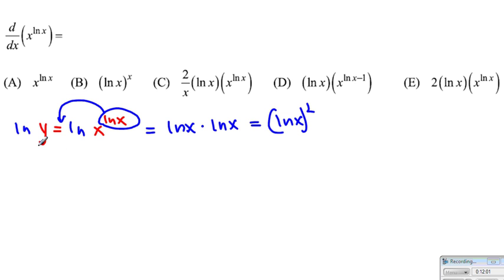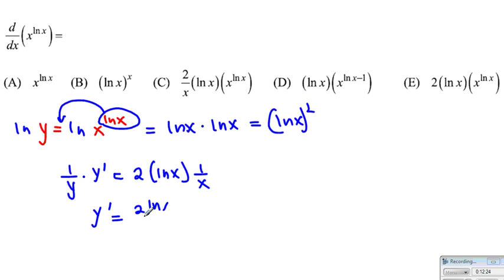ln of x squared. Now, if you take the derivative of the left side, we end up getting 1 over y times y prime by the chain rule. And then here we get 2 times ln of x times the derivative of the inside, which is 1 over x. Then y prime becomes 2 ln of x over x times y, which was in fact x to the ln of x. Then here our answer becomes choice C.